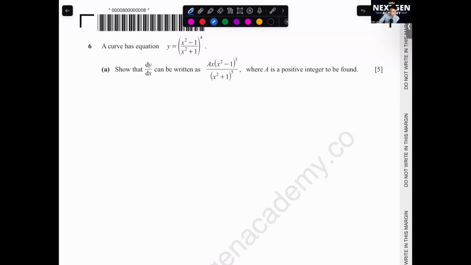We need to use both the chain rule for the outside, and for the inside, what do we use? A quotient rule. Inside the bracket, use the quotient rule. This is for the outside part, and this is for inside the bracket. Got it? Let's break down the inside one first, the quotient rule one. u equals x squared minus 1, v is x squared plus 1. u prime equals 2x, v prime is also 2x.